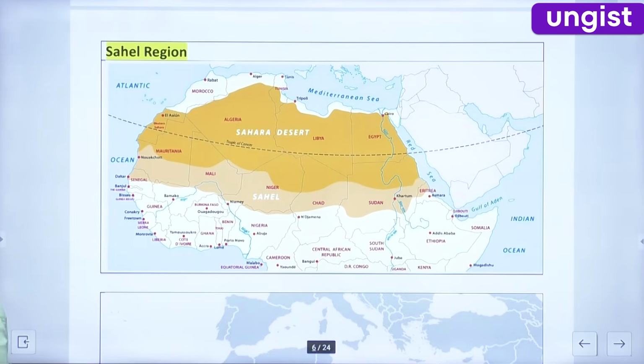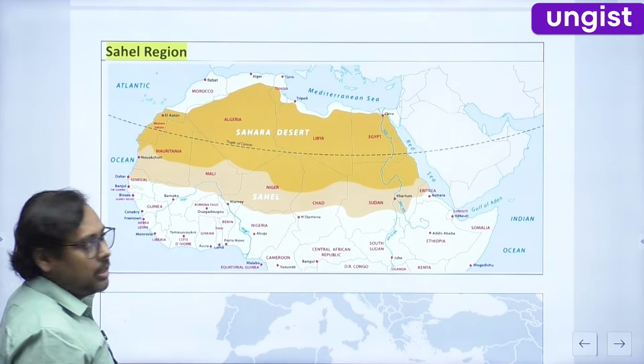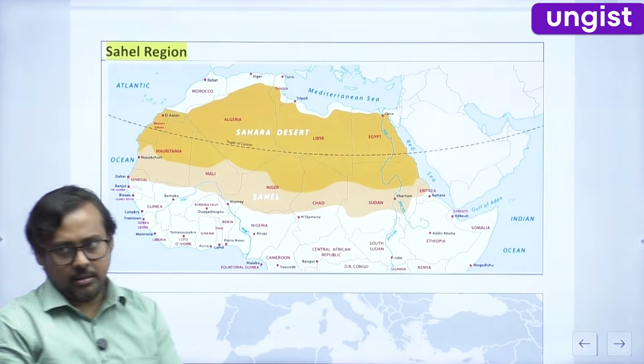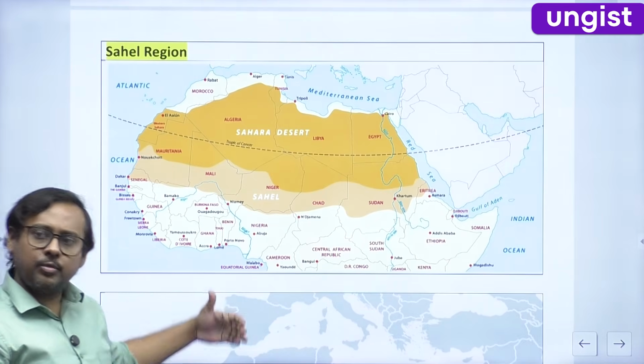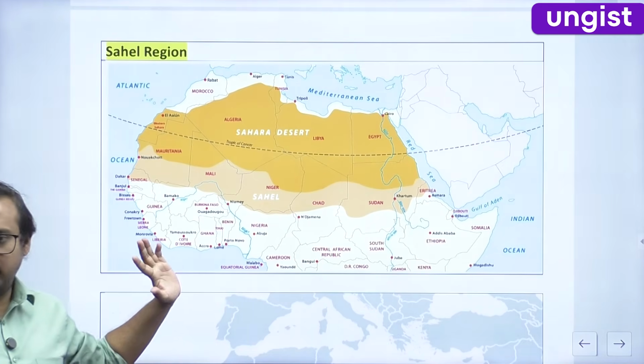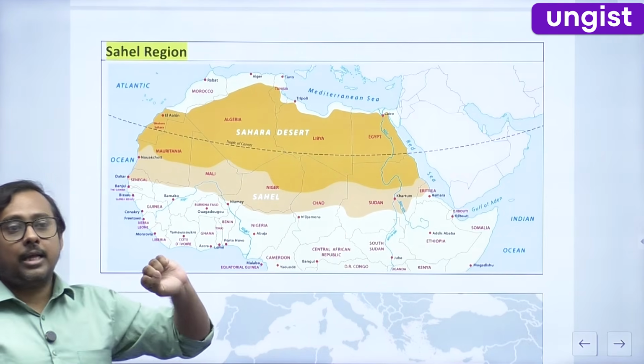Now we'll come to the Sahel region. When we discuss the Sahel region, it stretches from the Atlantic to the Red Sea. So in the Sahel region, you will have Western African countries also. We'll cover these Western African countries now only. Okay? Shall we? So what is the Sahel region?